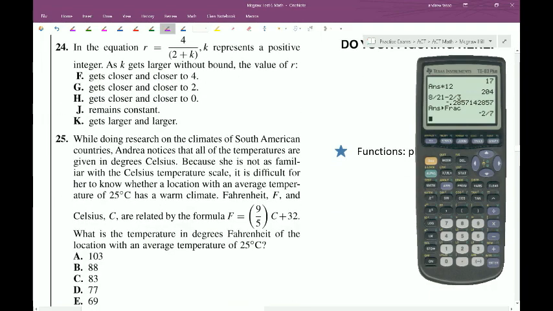In this equation, r equals this. K represents a positive integer. As k gets larger without bound, the value of r does what? So basically, as k increases to be bigger and bigger, let's say it's equal to 1 million, then you have 4 over 1,000,002. When you have a big number on the denominator, that means the actual quantity is small, right? So r is going to get smaller and smaller, closer and closer to 0.